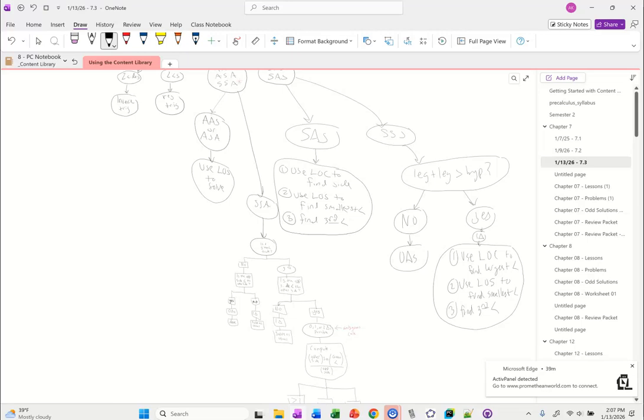The only other thing I would include on my note card, aside from examples, would be that angle version of the law of cosines that we just derived a moment ago.